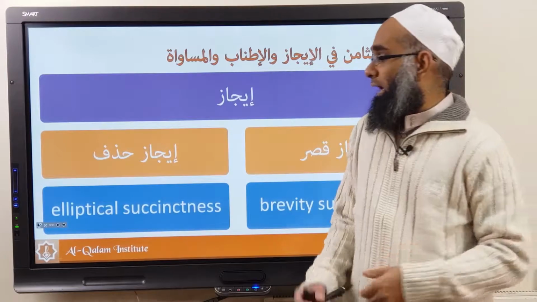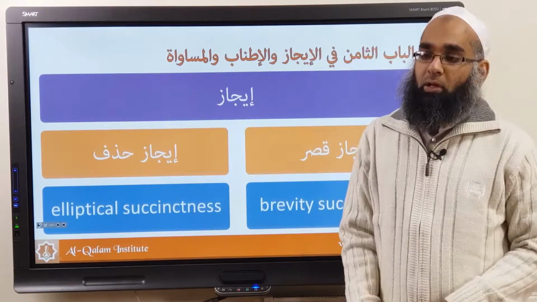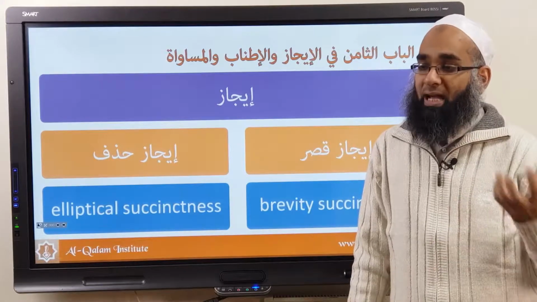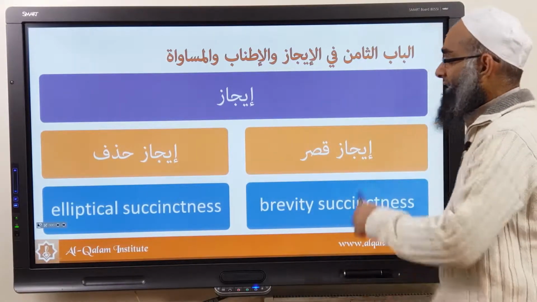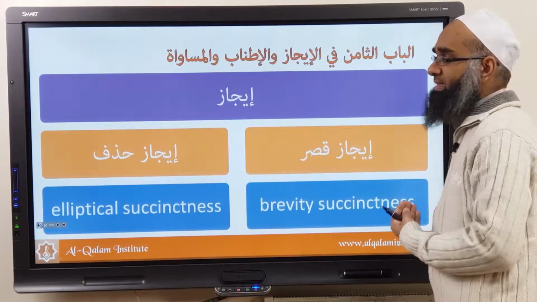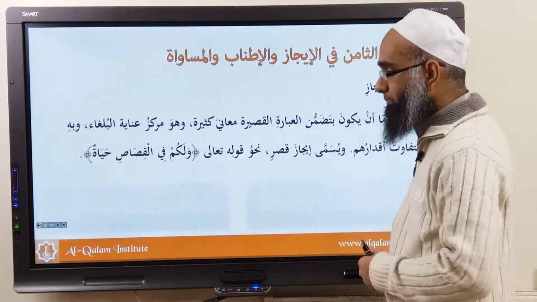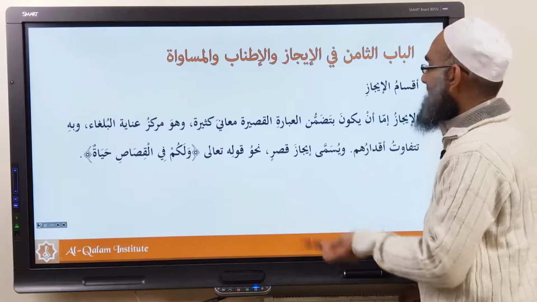Another way of saying is "Actions are only by intentions." Nothing mahzoof in there. But what does it have? Lots of meaning. So you have Ijaz al-Qasr, which is brevity succinctness, and elliptical succinctness, meaning something is mahzoof and something is removed in there. Okay? This is what he's discussing.